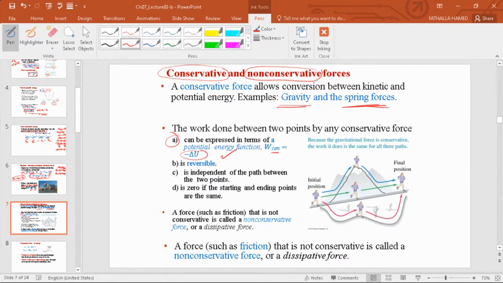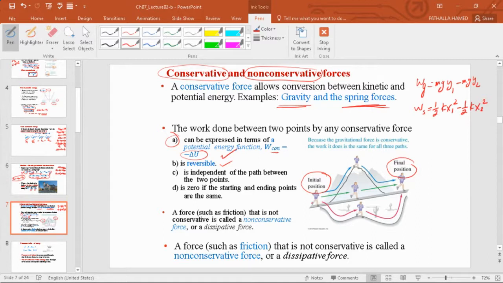That's the first point. The second point, it's reversible. And the third point is independent of the path between the 2 points. It only depends on the initial position and final position. When we talked about the work done by gravity, we said it's equal to mg y1 minus mg y2. And when we talked about the work done by spring, we said it's equal to 1/2 k x1 squared minus 1/2 k x2 squared. So they only depend on the initial and final position.